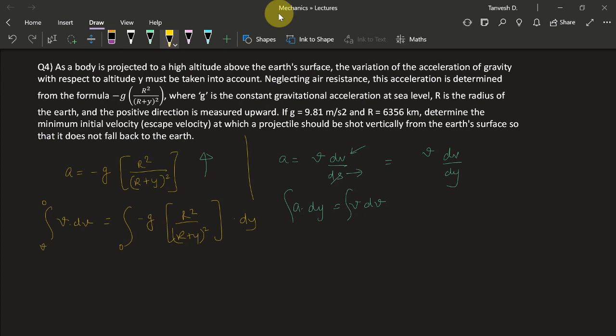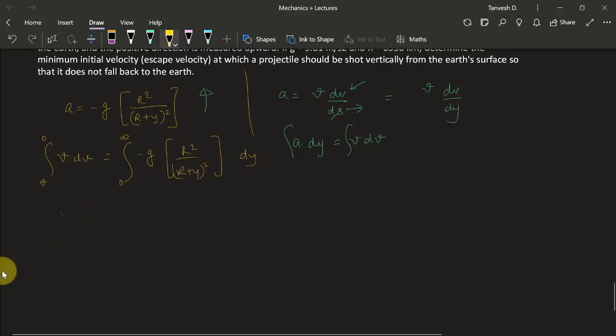Because if you see that when this y is equal to 0, the answer will be minus g, which is actually at the sea level. So y has to be taken from 0 and it goes till infinity, because as I told you, we do not know the distance at which the projectile is going to escape the Earth's gravitational field. So let us solve this integral.